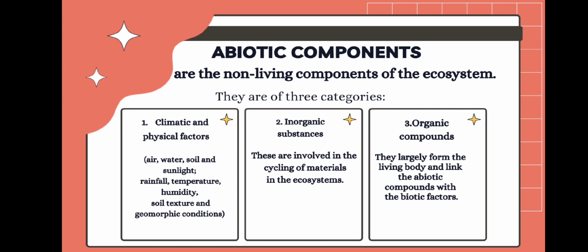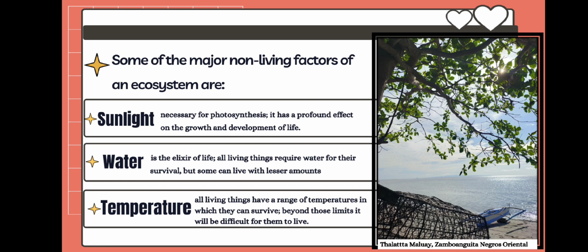Second is the inorganic substances. These are various nutrient elements and compounds such as carbon, nitrogen, sulfur, phosphorus, carbon dioxide, water, and etc. These are involved in the cycling of materials in the ecosystem. The third one is organic compounds. These are proteins, carbohydrates, lipids, humic substances, etc. They largely form the living body and link the abiotic compounds with the biotic factors. The abiotic factors determine the type of organisms that can successfully live in a particular area.